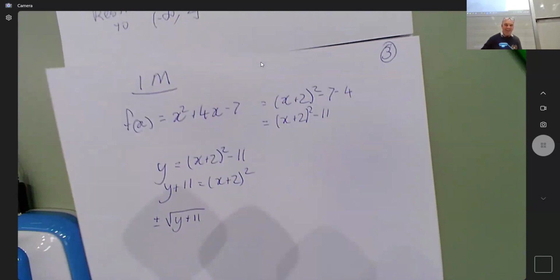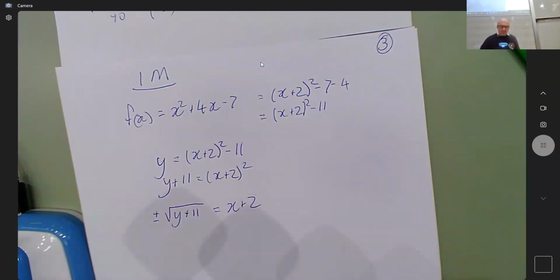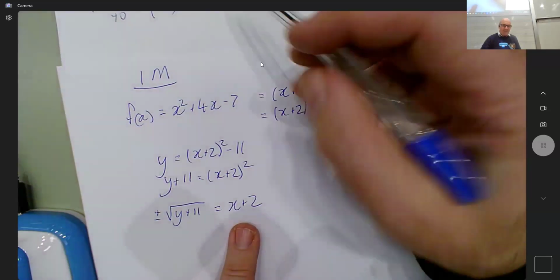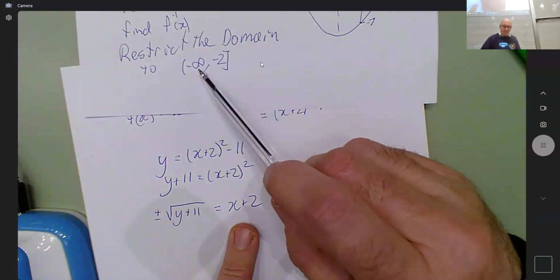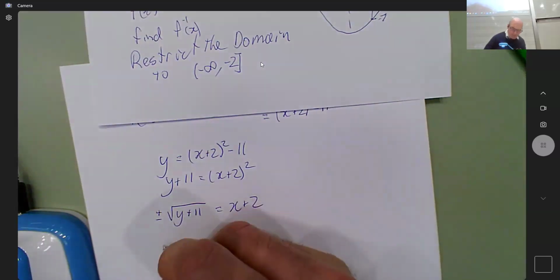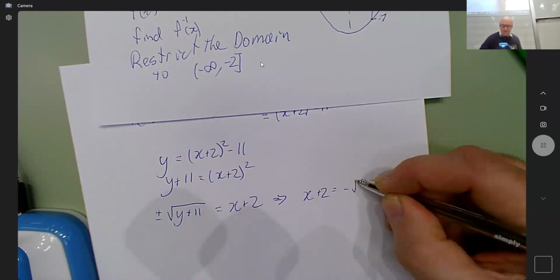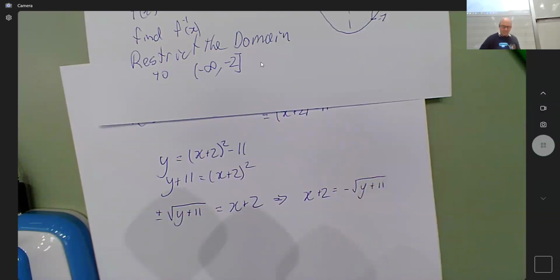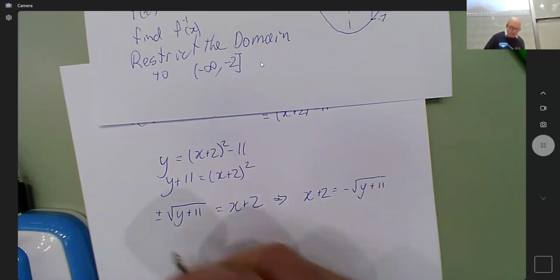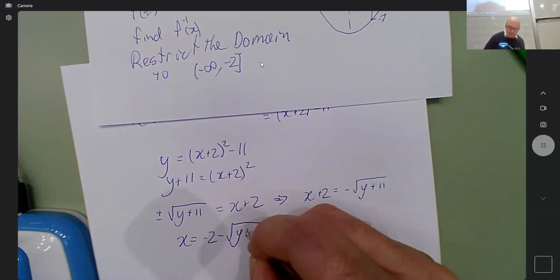Equals x plus 2. Now, bearing in mind, my x's are all here in the negative world, so this actually needs to be a negative number. That's why I can go that extra step and say x plus 2 is going to be equal to minus the square root of y plus 11. The thing under the square root is positive, yay, but the number out front needs to be negative. So I get x equals minus 2 minus the square root of y plus 11.